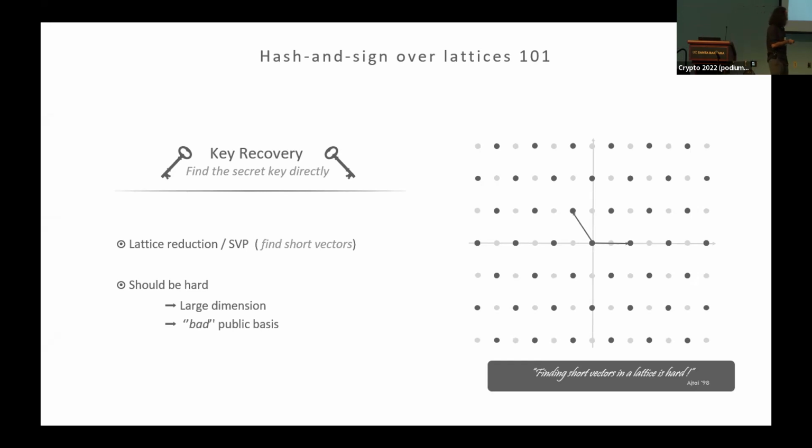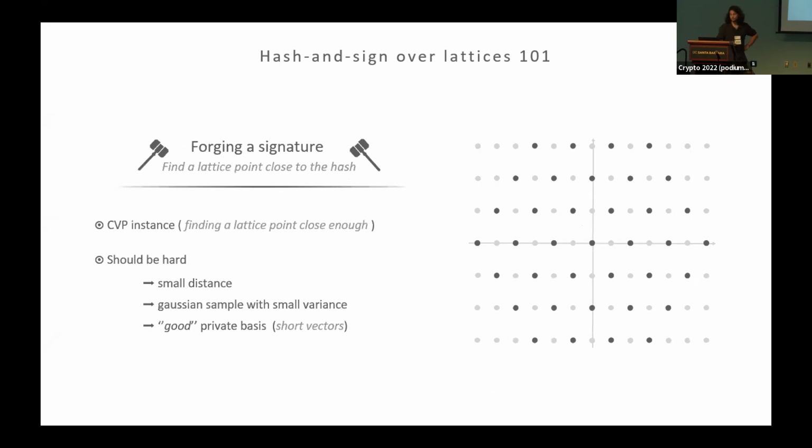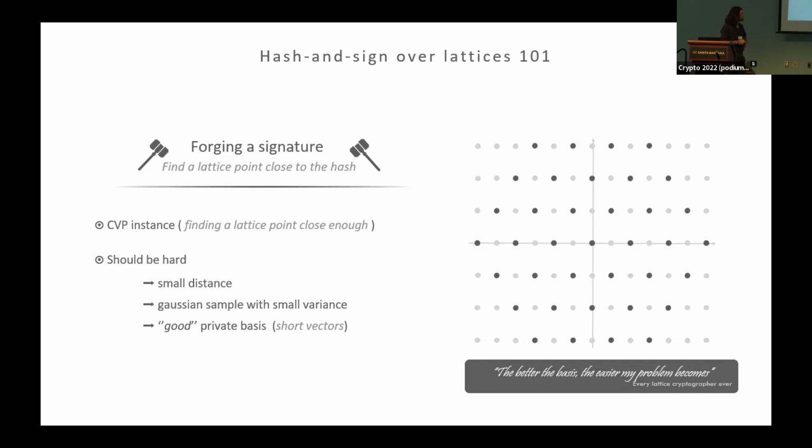And the second property we want to enforce is the forgery. The forgery amounts to finding a lattice point which is close to the hash, because as you saw, the first step of the verification was to check that my signature is small. So it's an approx CVP instance, which means that I want to find a lattice point close to a certain target. And as I said, the motto is that the better the basis, the easier my problem becomes in lattice reduction. So to have this problem be hard, the guaranteed distance at which I want to solve approx CVP must be small.